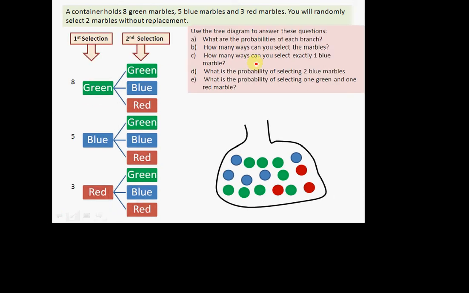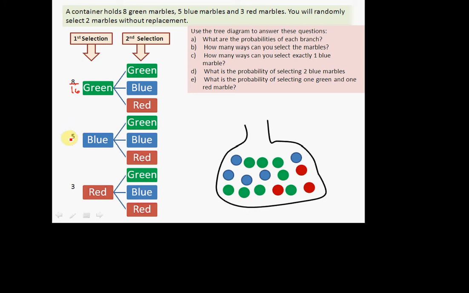So what are the probabilities of each branch? Remember, this represents the first selection. We stick our hand in, and the only option we have is to pick a green one, a blue one, or a red one. That's all we could do in the first selection. We know that there are 8 green marbles, and we can choose from a total of 16. So for the green, the first selection is 8 over 16, or half. We've got a 50% chance of selecting a green the first time we stick our hand in.